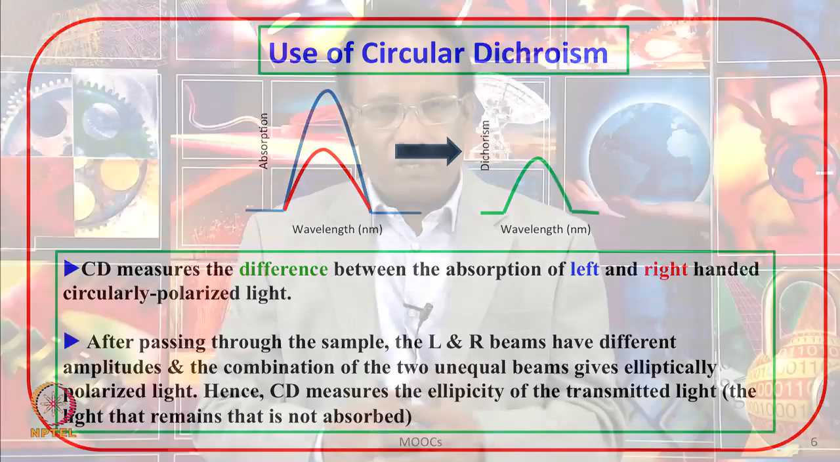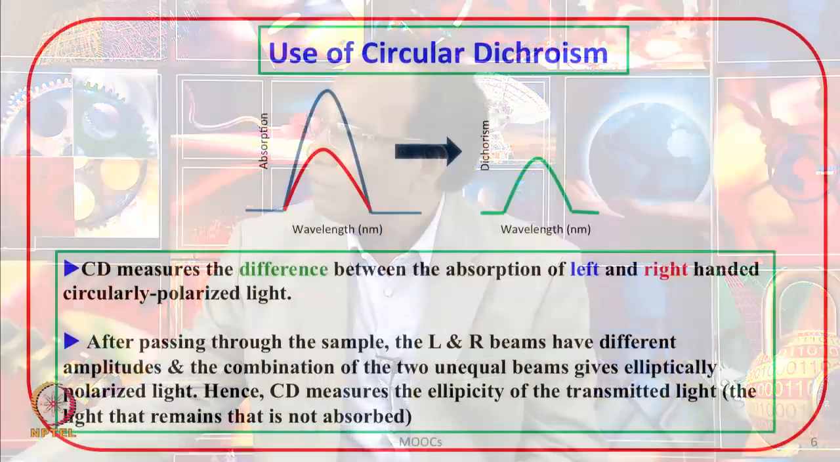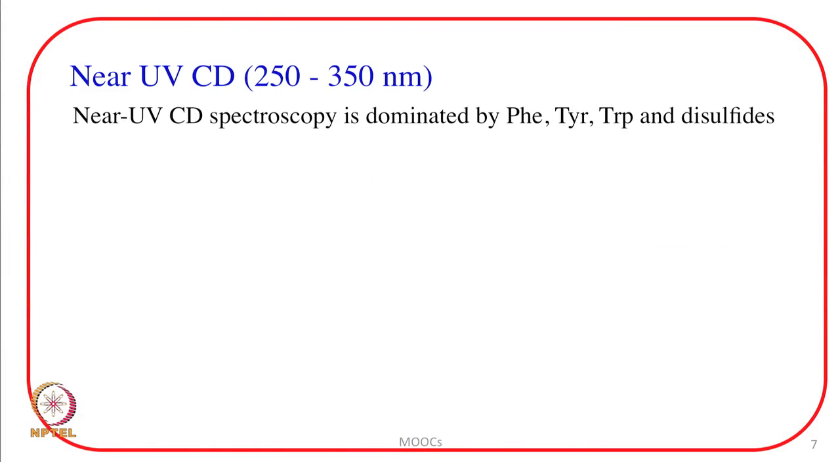Now, this ellipticity as a function of wavelength can be correlated to the secondary structural and tertiary structural content of a protein. Let us quickly take a look at near UV-CD and far UV-CD features.